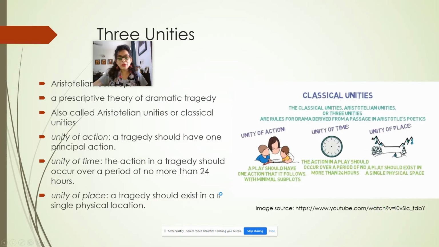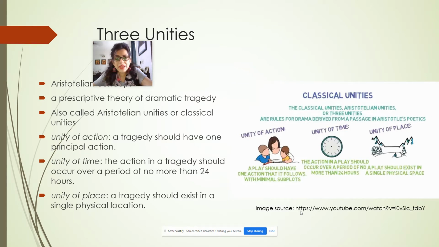We now look at the three unities, which is a very important concept, especially if we have to understand classical plays and also the works of neoclassical writers. So, this concept was initially introduced by Aristotle, and it is basically a prescriptive theory of dramatic tragedy.